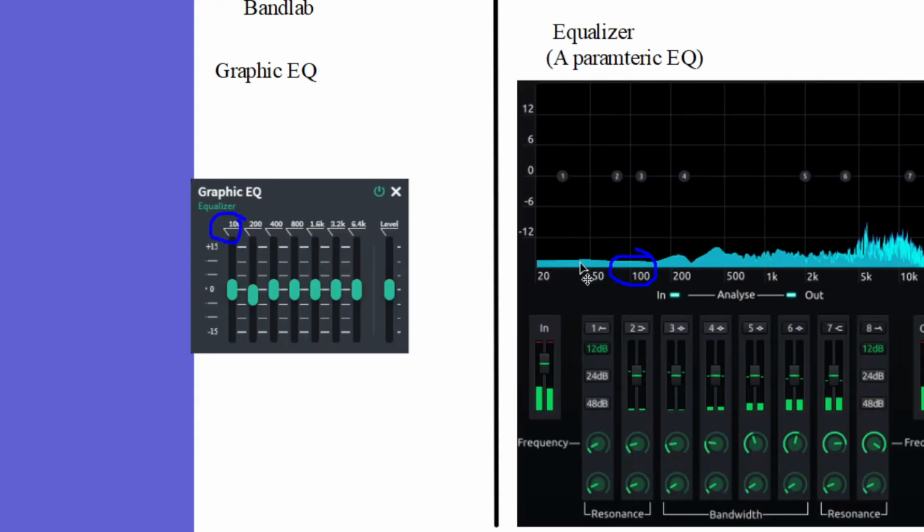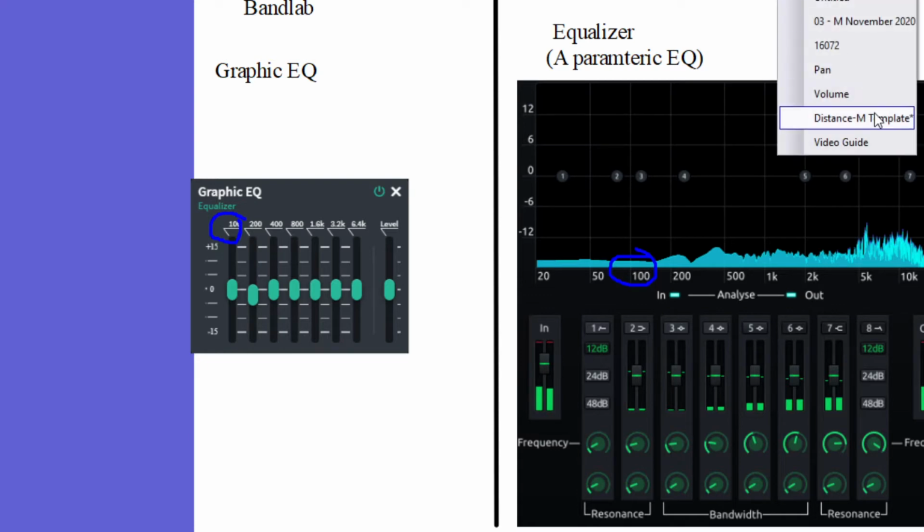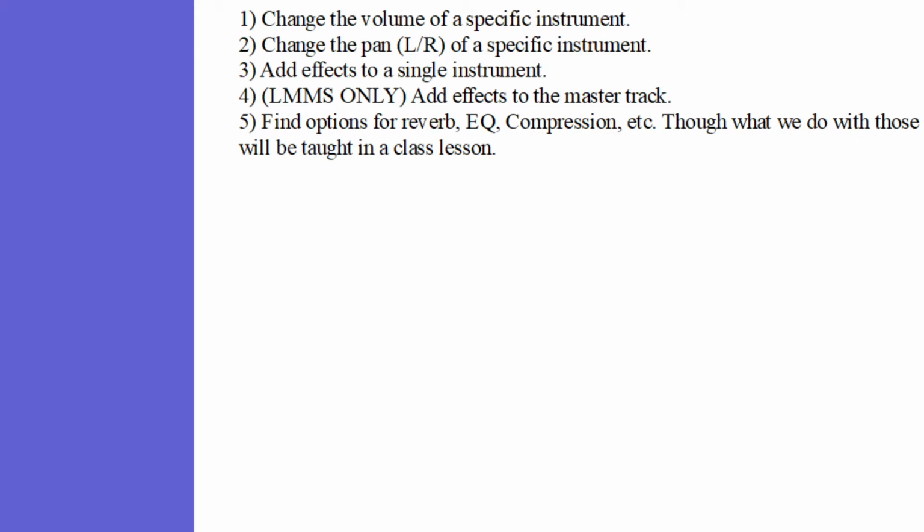Equalizer, it's a parametric EQ that shows you visually what sound is there, and that's awesome. That's one thing that LMMS has that BandLab does not appear to. So yeah, let's get started.